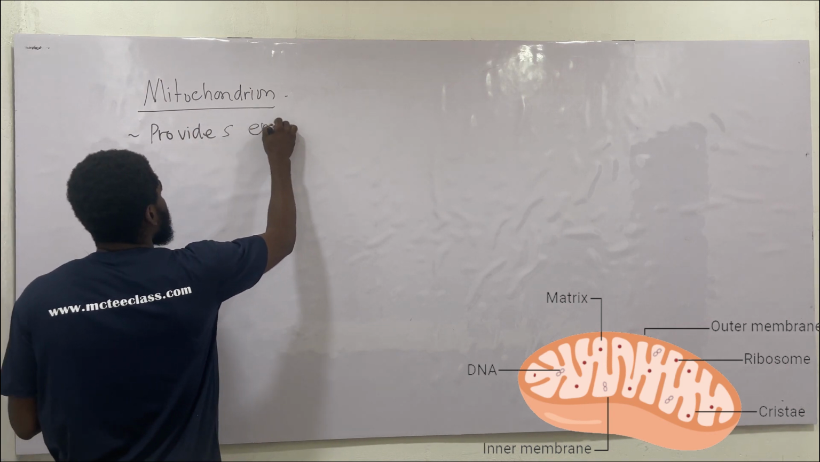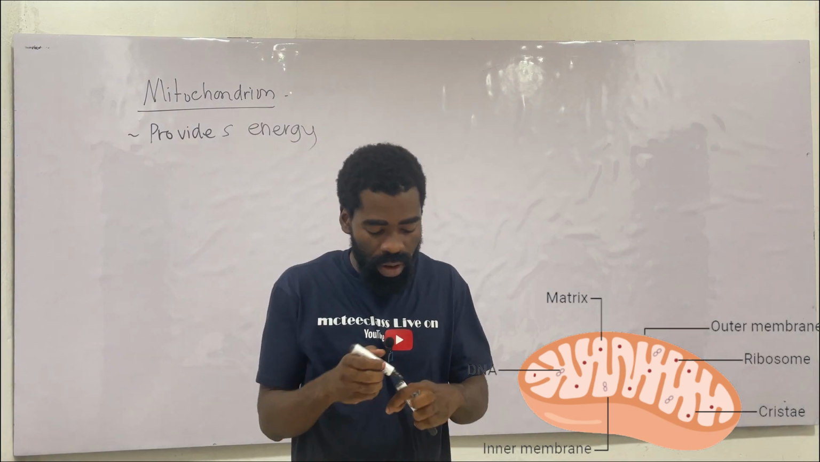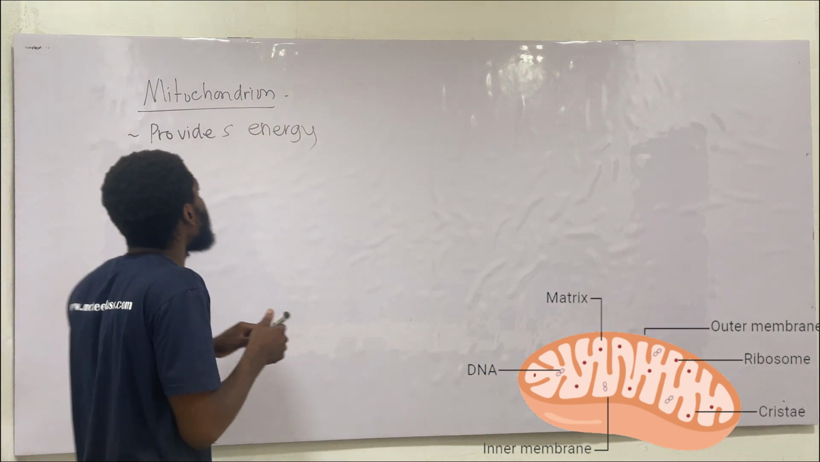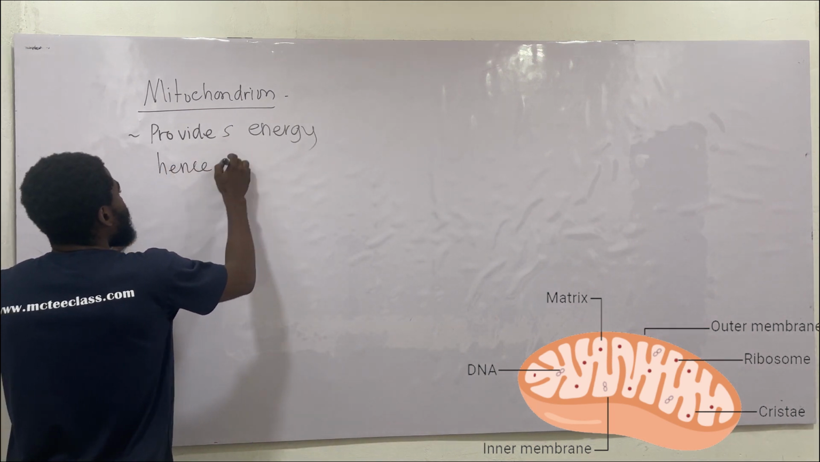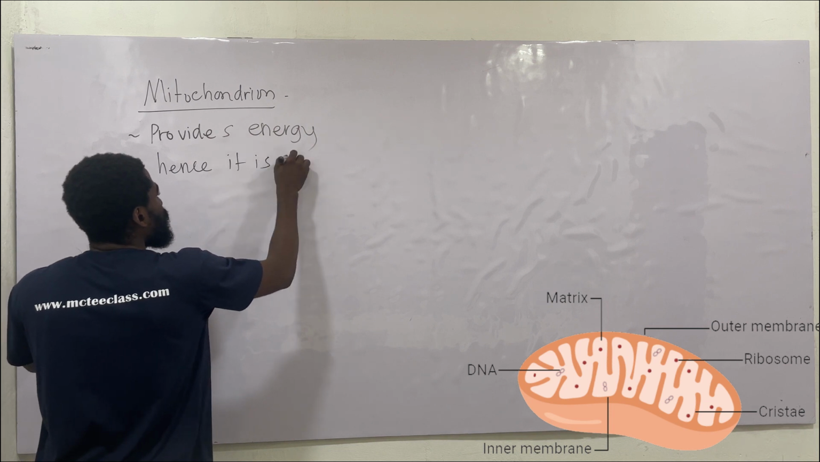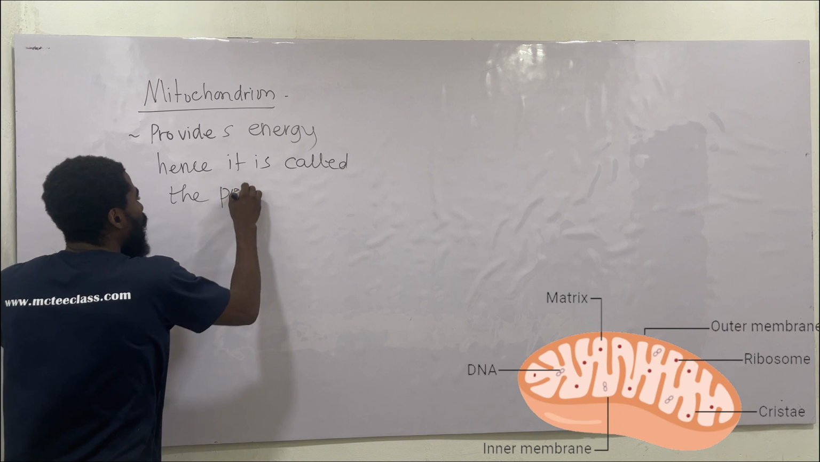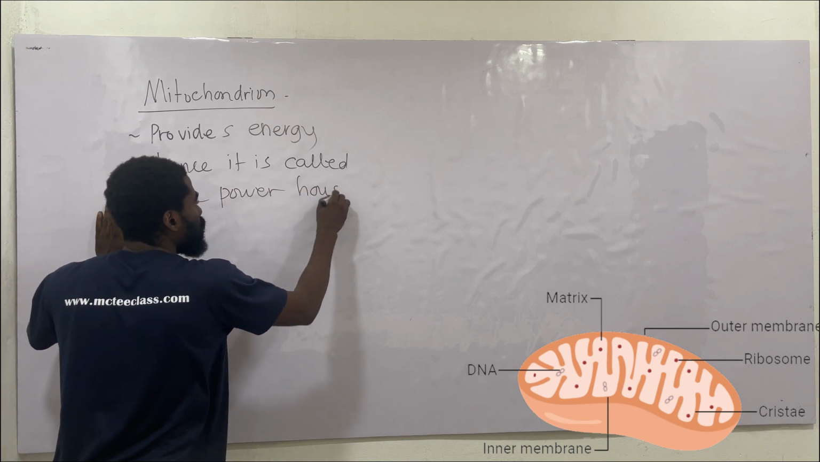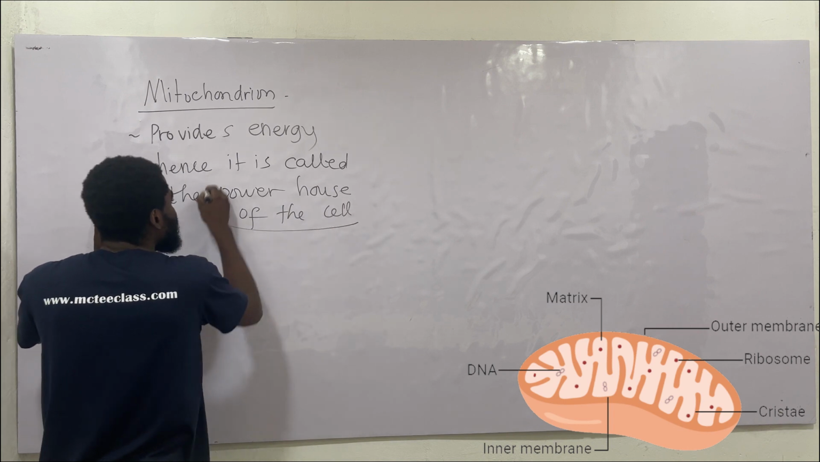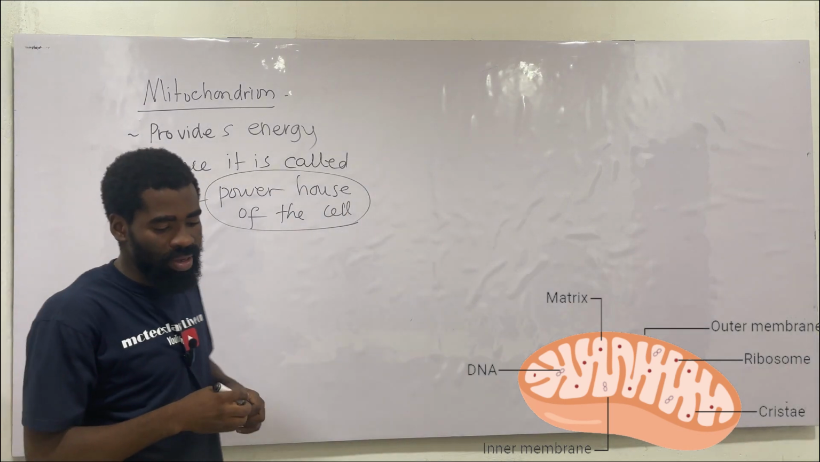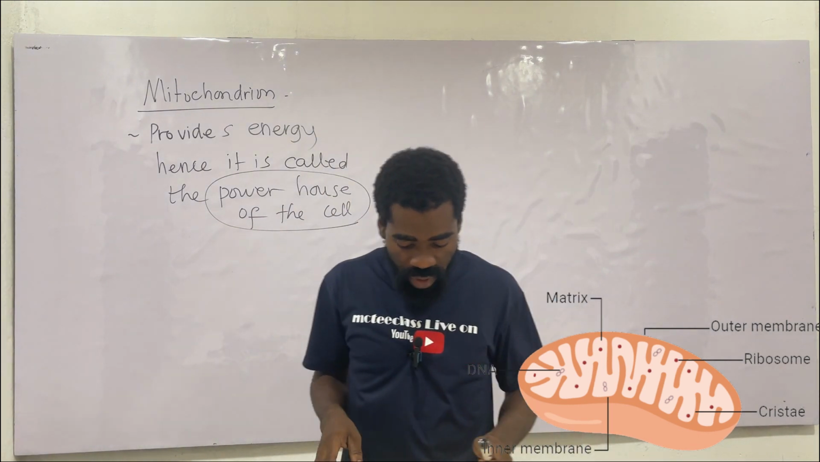Provides energy for the cell. Hence, it is referred to as the powerhouse of the cell. So why is the mitochondria referred to as the powerhouse of the cell? Because it does what? It provides energy for the cell.